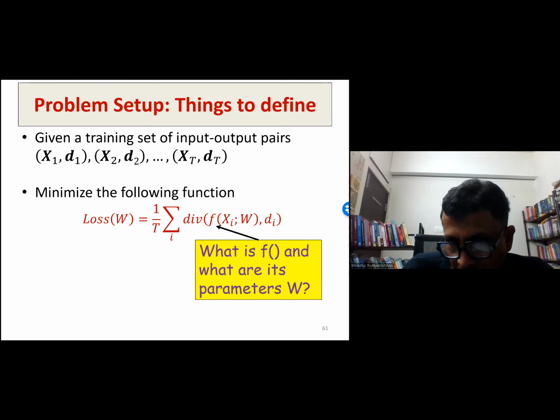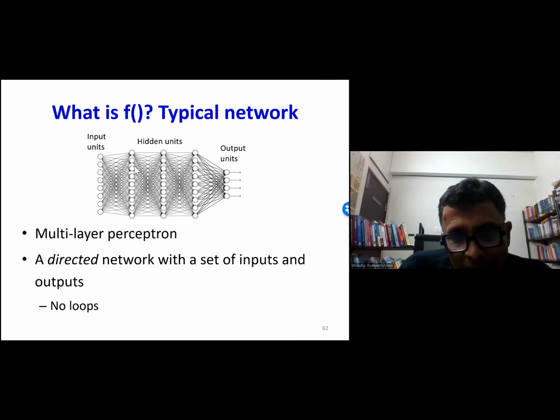First, what is function f and what are its parameters? The function, of course, is a neural network, a multi-layer perceptron. We're going to assume that it's directed, meaning it has no loops. It's a directed network where inputs flow in one direction until they come out the other side of the network as outputs. So the network has a set of inputs and a set of outputs, and it has no loops.